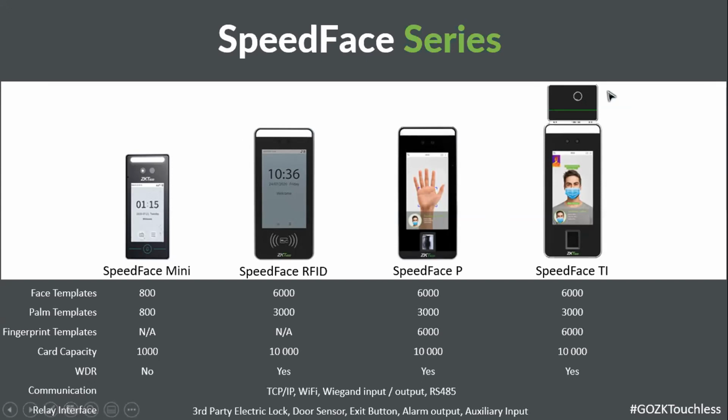The nice thing about the SpeedFace TI is that it is a temperature device. Since we are in the pandemic, you can use the reader to determine the temperature of a specific user. If the temperature is above average, it will recognize that user but say that the temperature is high, and then it can send a notification to the software. Then HR or the admin can attend to that person, maybe using an external scanner just to verify that the temperature is high.